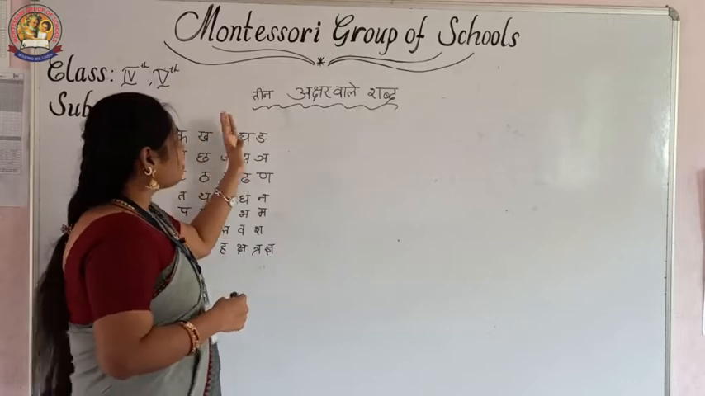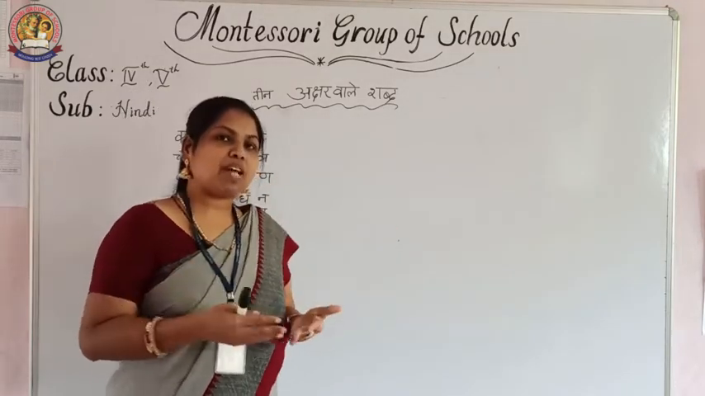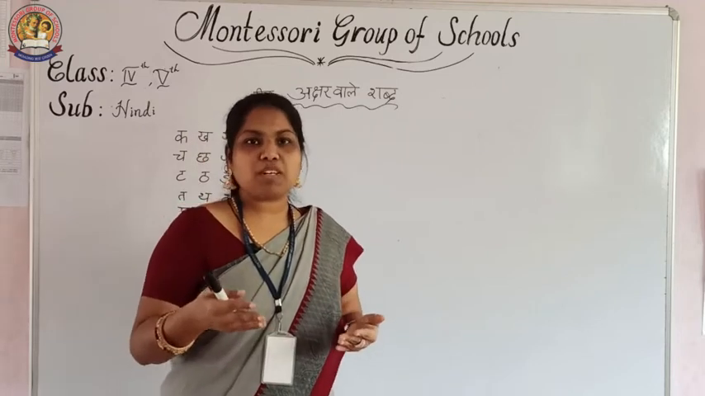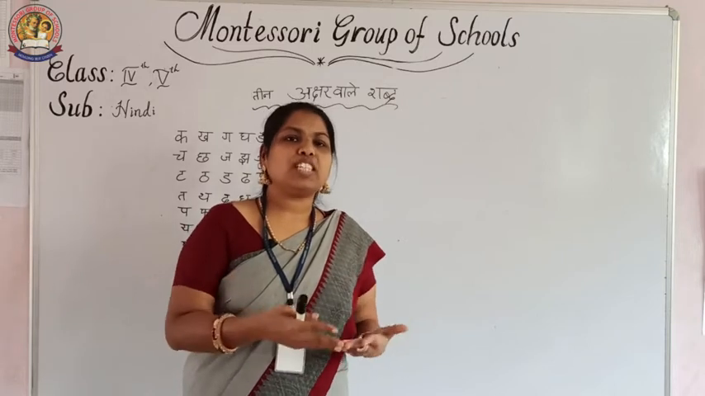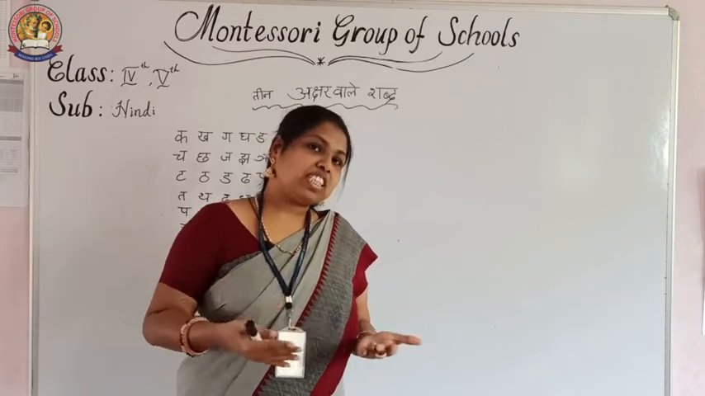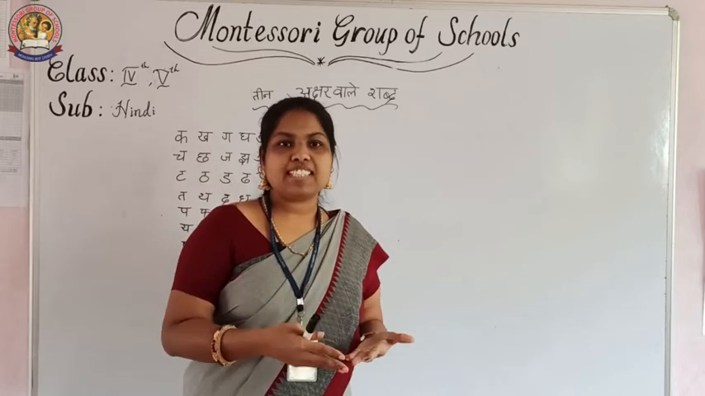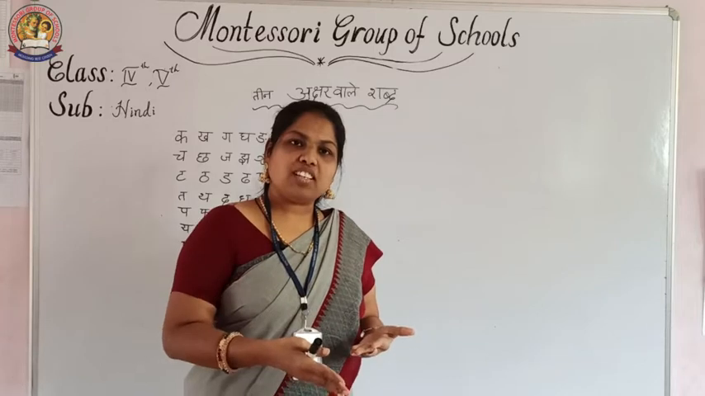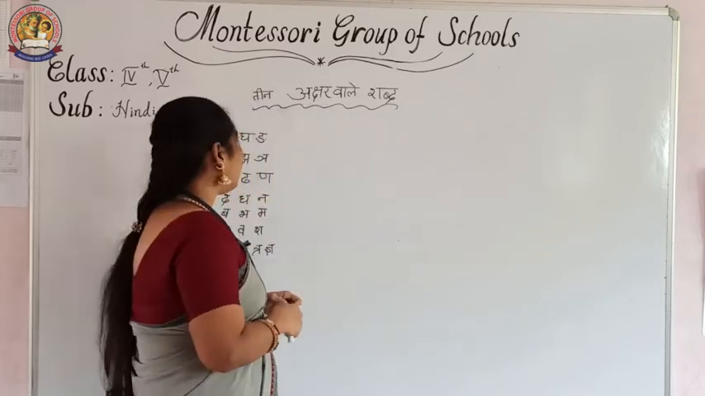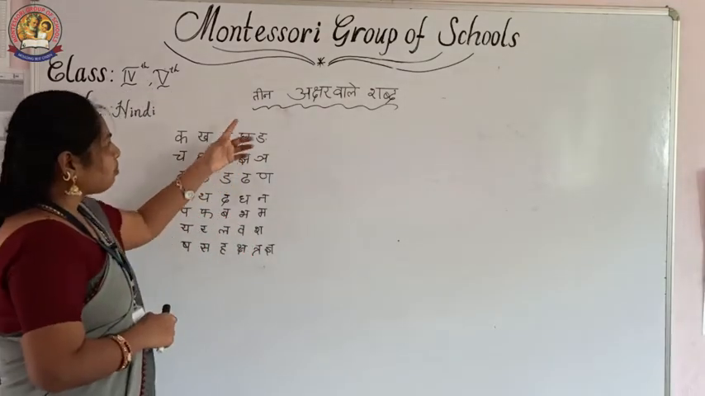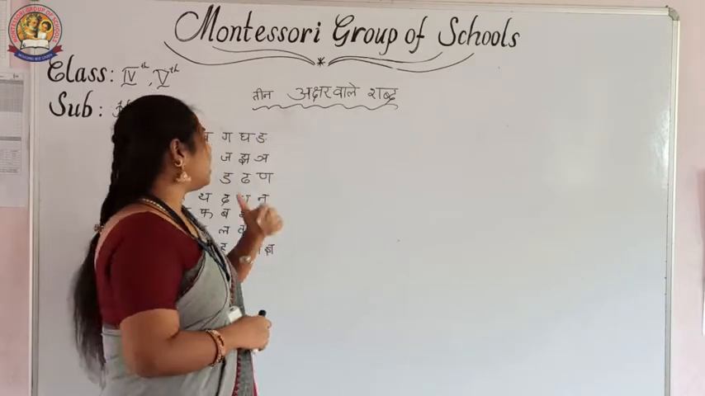First, 3-letter words means 3 अक्षर वाले शब्द without the symbol. I am going to explain without a symbol. First you have to learn how to form a word and how to read a word without symbols. With symbols we will learn later, but without is very easy to learn. Then 3 अक्षर वाले शब्द means 3-letter words.